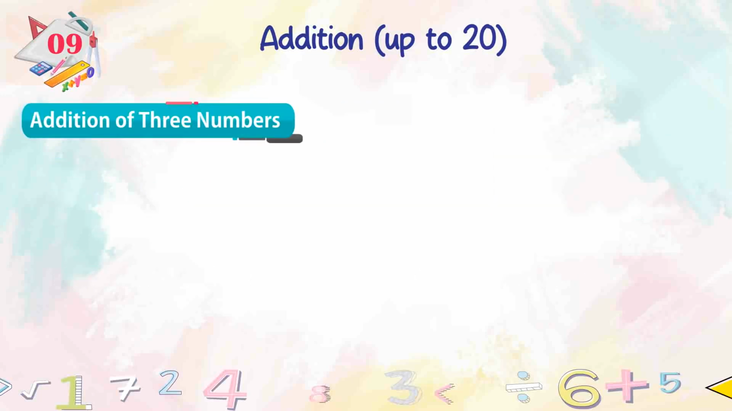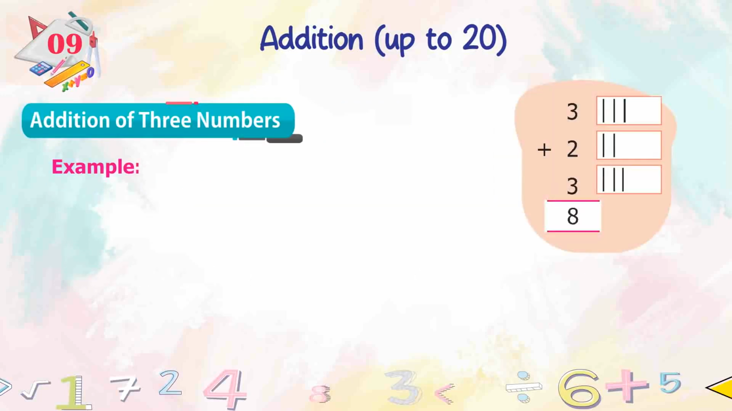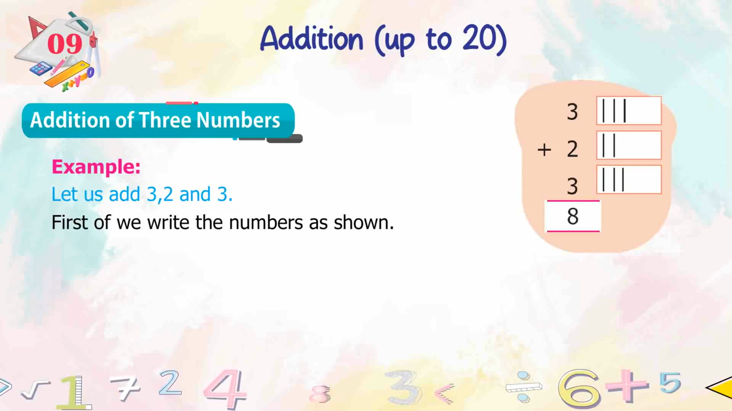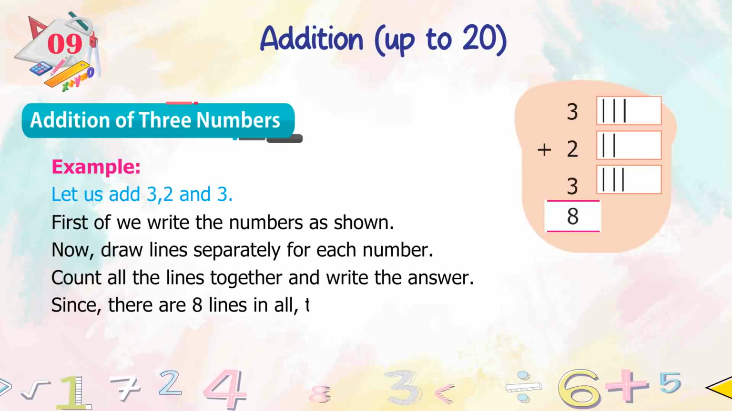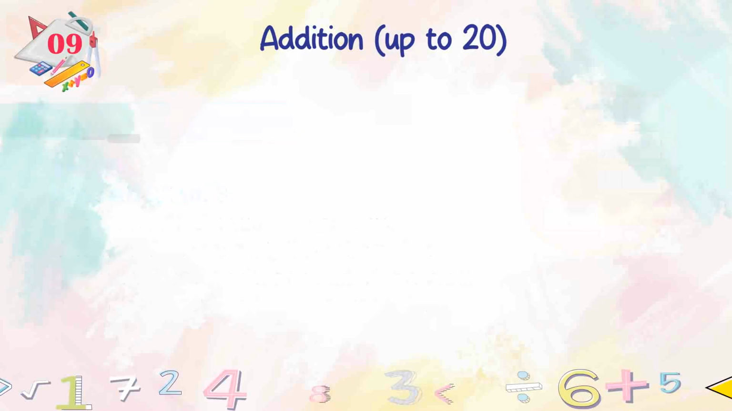Addition of 3 numbers. Example. Let us add 3, 2 and 3. First of all, we write the numbers as shown. Now, draw lines separately for each number. Count all the lines together and write the answer. Since there are 8 lines in all, the answer is 8.